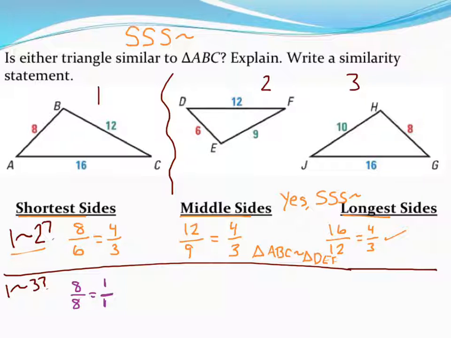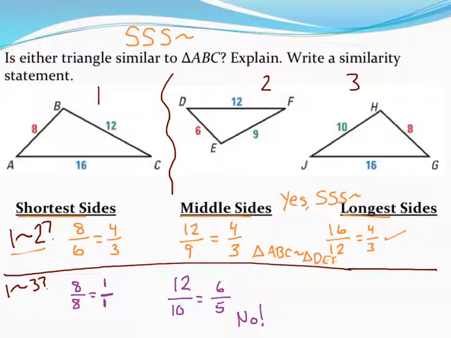The middle length side of triangle 1 is a length of 12. The middle length side of triangle 3 is 10. Well, 12 over 10 definitely does not simplify to 1/1. It simplifies to 6/5. And so right there I could stop and say that no, the triangles are not going to be similar to each other. They would need to have the same scale factor.